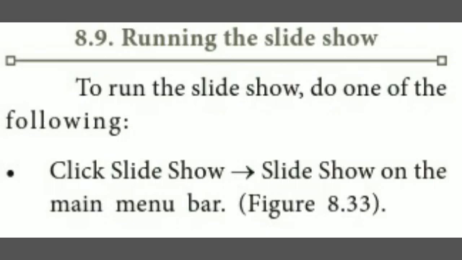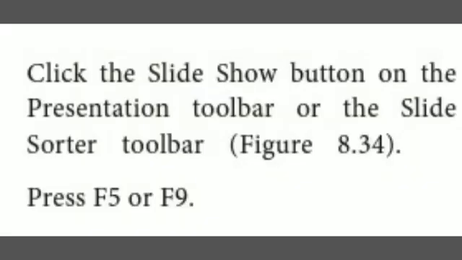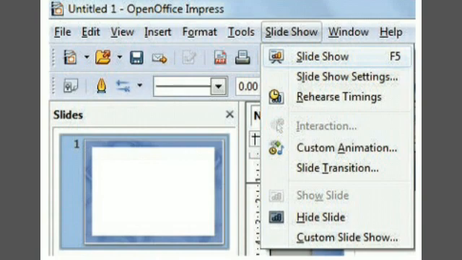So if you want to display the presentation from the first slide, you have to select all the slides, then choose the slideshow menu. In slideshow you have to click the slideshow option. Or click the slideshow button on the presentation toolbar, or on the slide sorter toolbar there is a button, or there is a shortcut key to execute a slideshow, that is F5 or F9. So the slideshow will run.